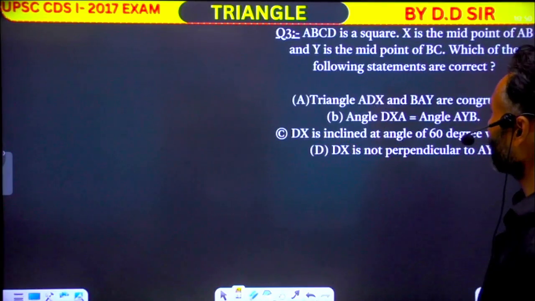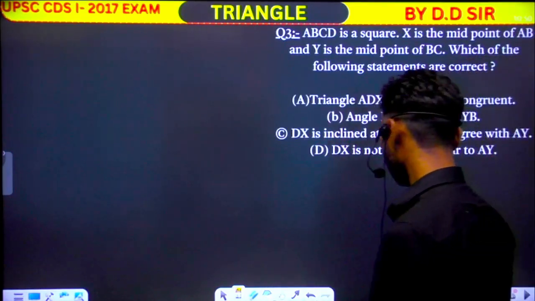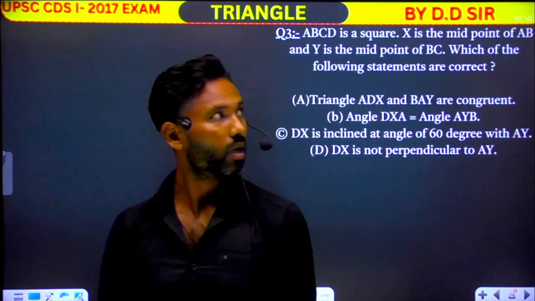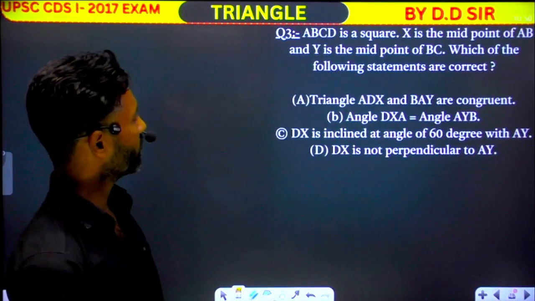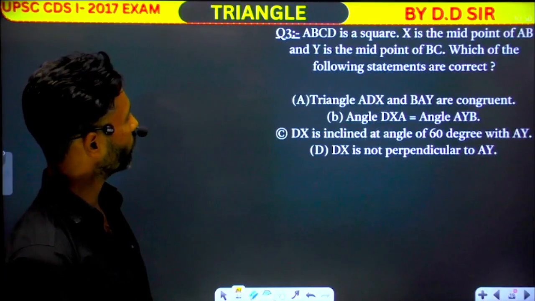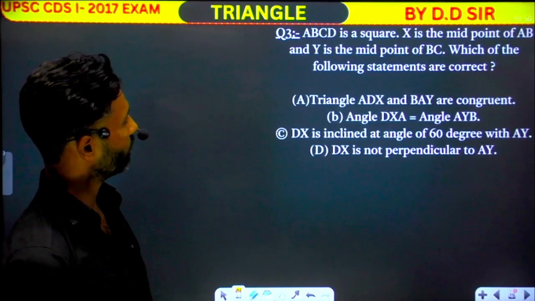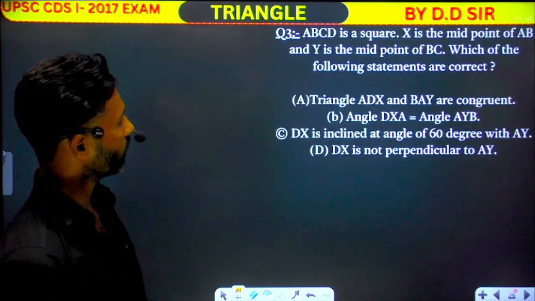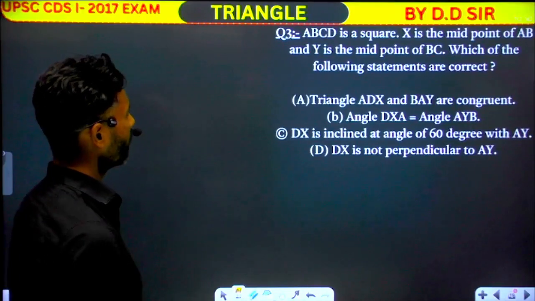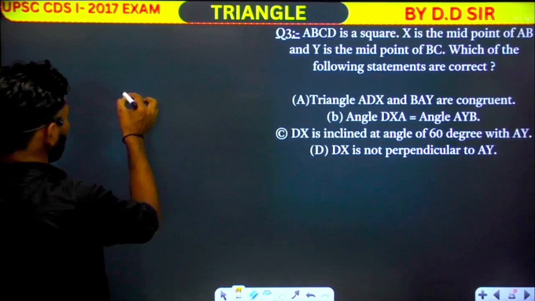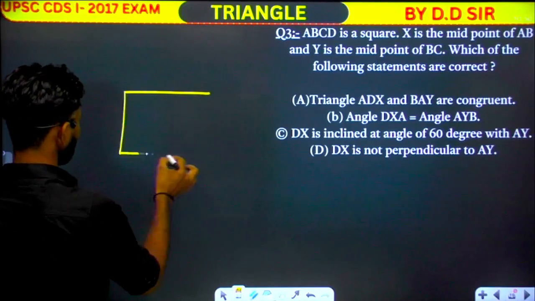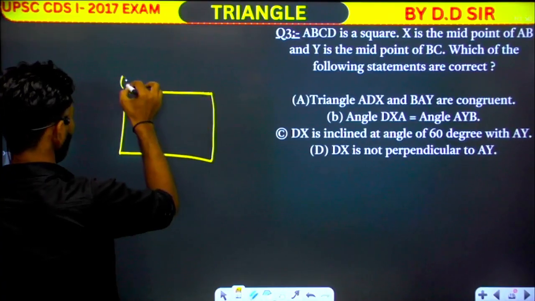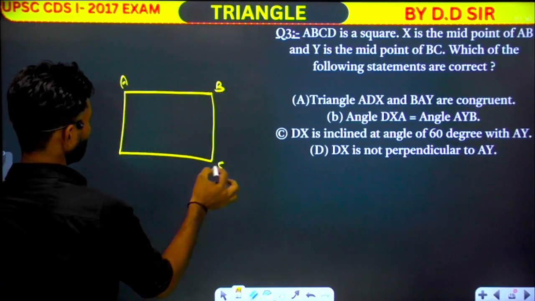Now this is the next question. Okay, the question is: ABCD is a square. X is the midpoint of AB and Y is the midpoint of BC. Which of the following statements are correct? Understand? So this is a kind of square. ABCD is a square, A, B, C, D.